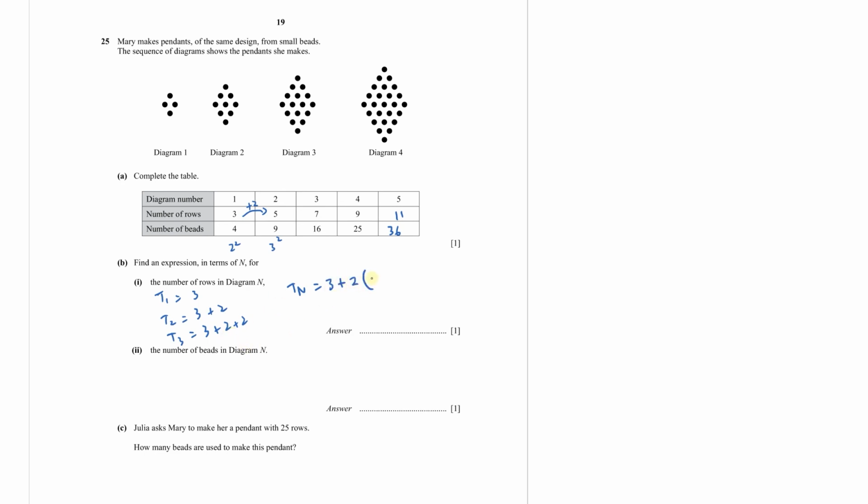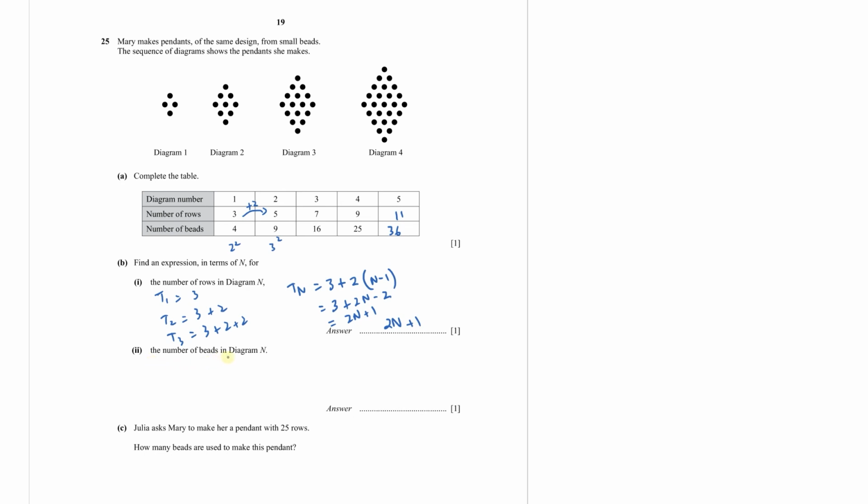So 2 times, and how many? For the third value, you are adding 2 twice. So that means n minus 1. For the second value, how many times are you adding 2? Once. So if I substitute n equals 2 here, 2 minus 1 will be 1, and I will add just a single 2 here. Now I can open this bracket up. So 3 plus 2n minus 2, and 3 minus 2 will be 1. So 2n plus 1. So the number of rows in diagram n is represented by 2n plus 1.